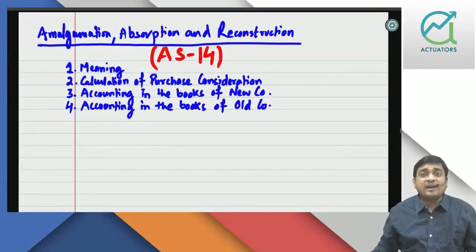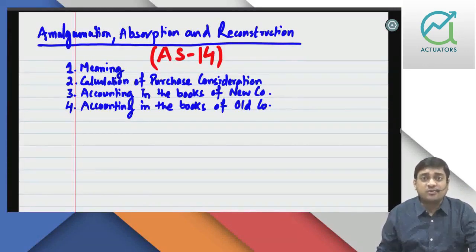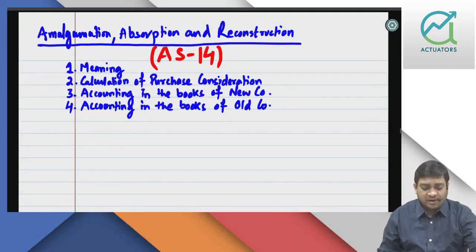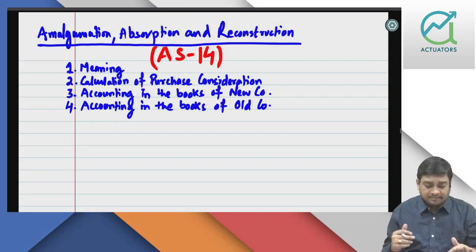Like when you value closing stock, you follow AS 2. When you deal with foreign exchange transaction, forward exchange contracts, foreign operations, when you convert foreign trial balance into Indian rupee, you follow AS 11. When you do accounting for leases, you follow AS 19. When you do accounting for investments, you follow AS 13. So when you do accounting for amalgamation, absorption and reconstruction, we have to follow AS 14. Right? So let us start.